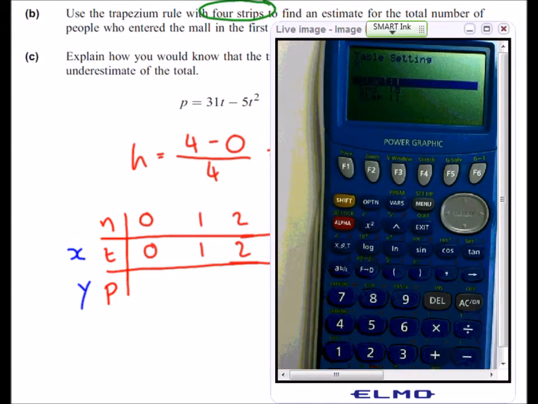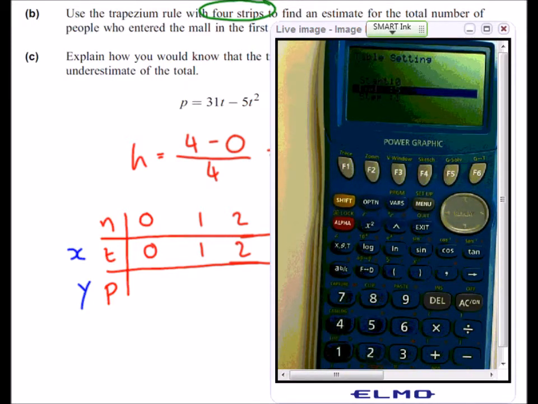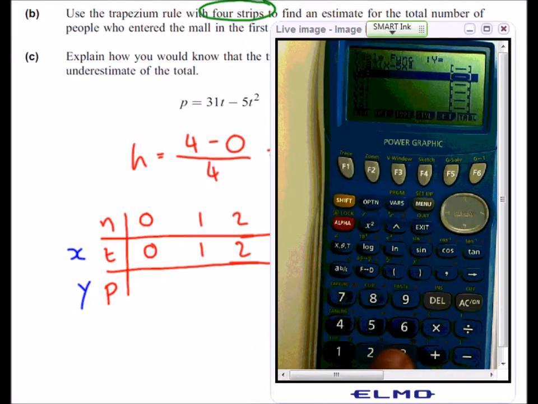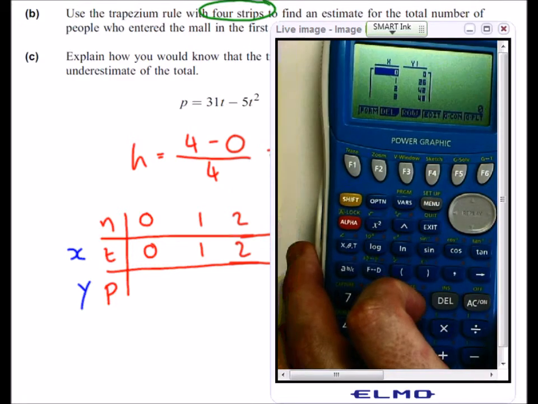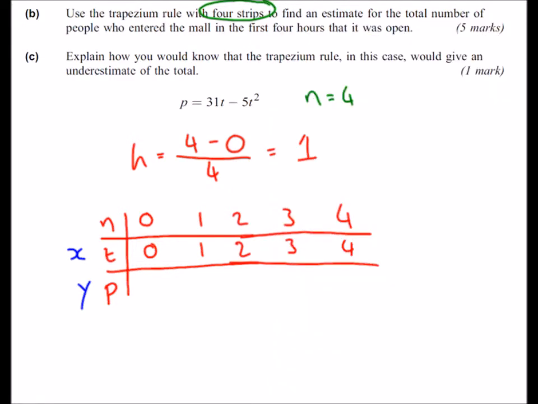Then I need to tell it what my range is. So I'm going to start at 0. I want to end at 4. I want to go up in steps of 1. So that's all fine. Now I press table, and you can see that my calculator has given me the values that I'm going to write into my table. So we get P as being 0, 26, 42, 48, and 44.